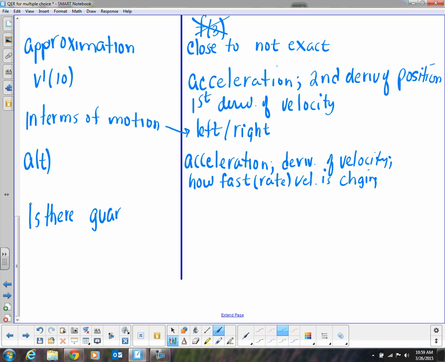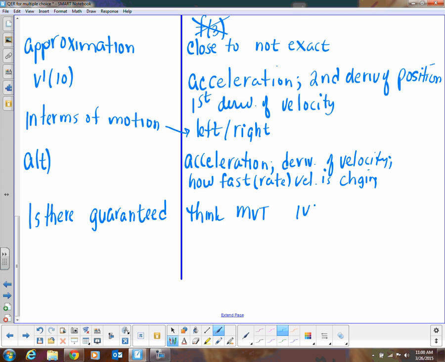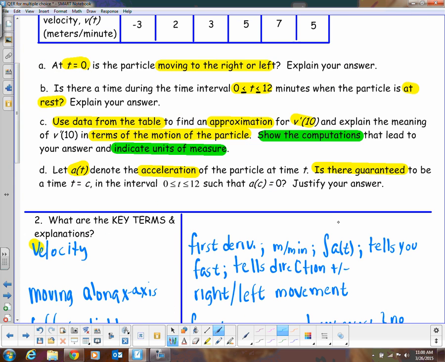That should be trigger words. You see those words, is there guaranteed? What do I want you to think? I want you to think mean value theorem, intermediate value theorem, extreme value theorem, because what do these three things do? They guarantee something. So that's a trigger word.